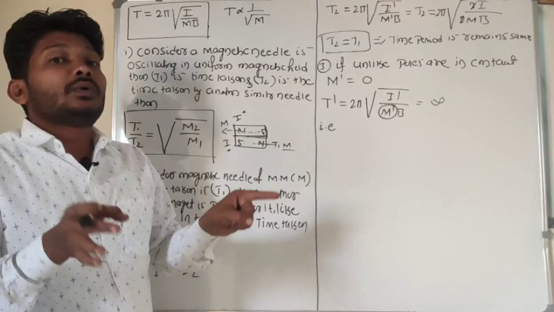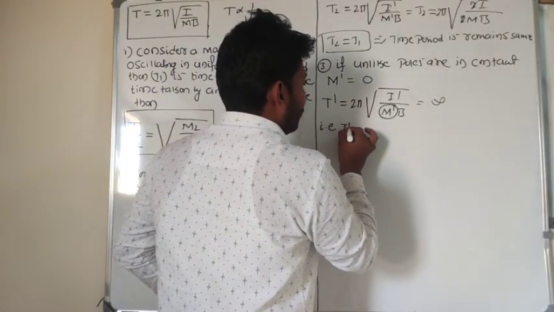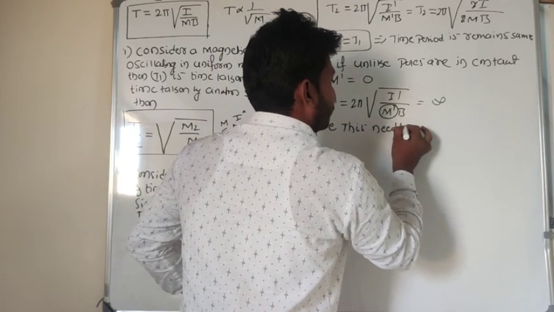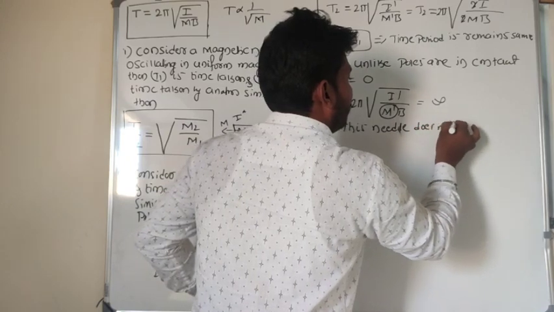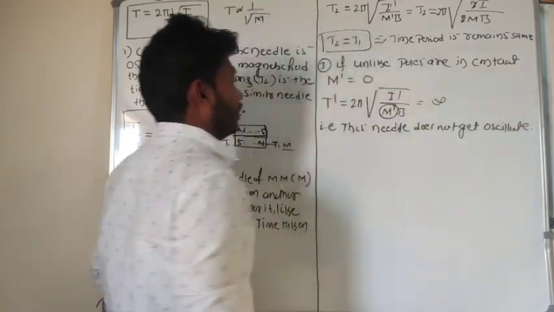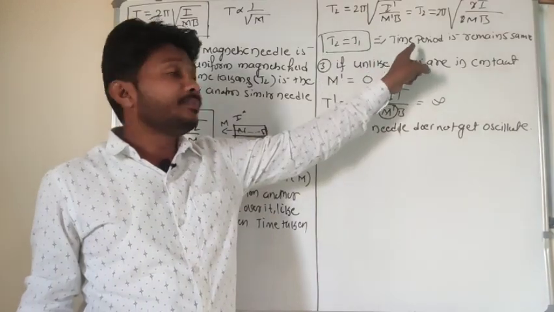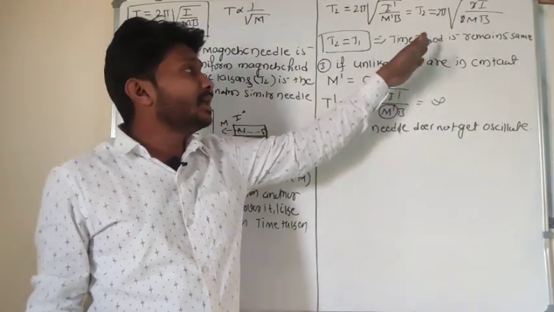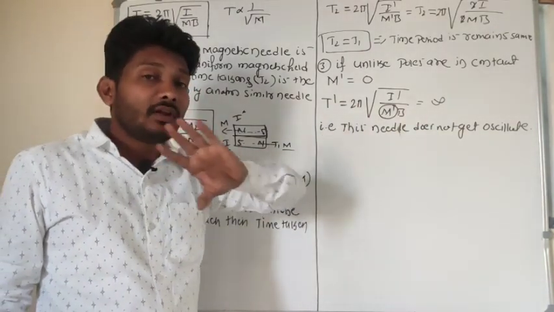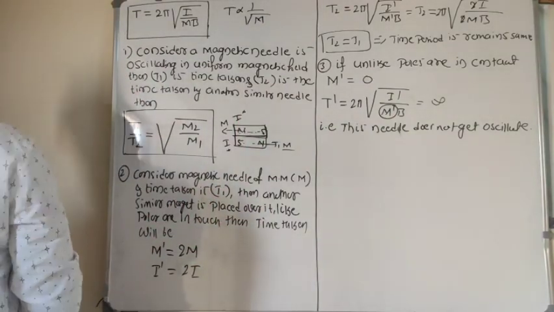It means that this needle will not oscillate. So this needle will not oscillate if unlike poles are in contact, so the time period will not change. The time period will remain the same as that of the initial one. If unlike poles are in contact, that needle will not oscillate here. So this is the conclusion. We'll go for another case here.